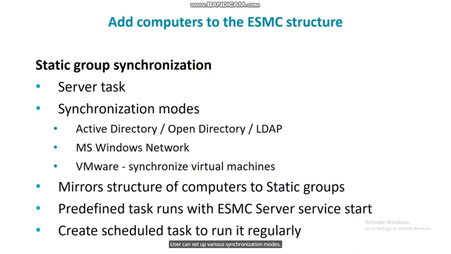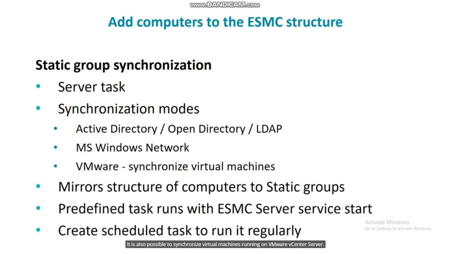User can set up various synchronization modes. Searching Active Directory, Open Directory and LDAP. Enter the DNS name or IP address of the directory server. If this field is left blank, ESMC will automatically search for the DC server. This of course only applies to ESMC server running on Windows within a domain. Workgroups, if not specified, all visible computers will be synchronized.